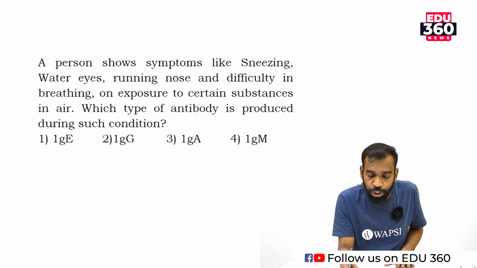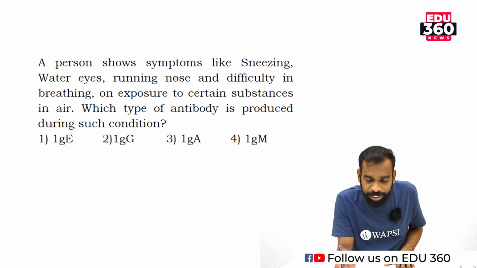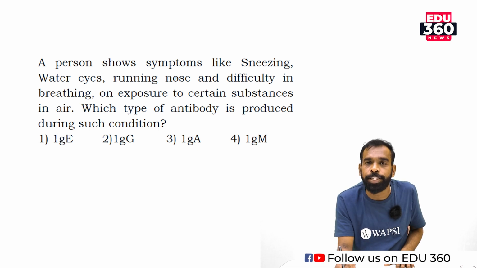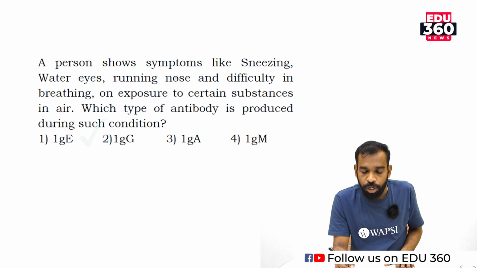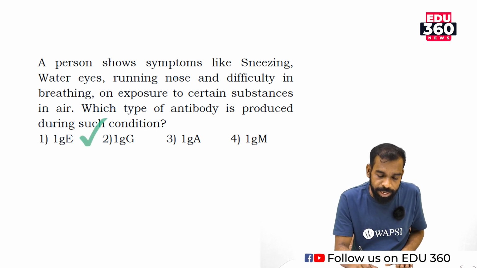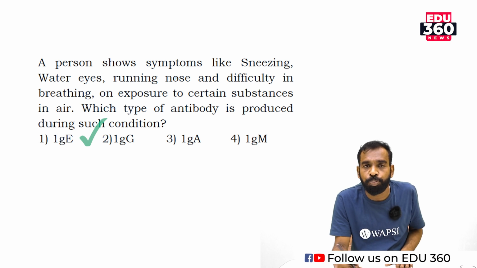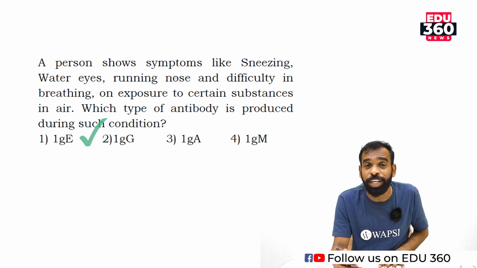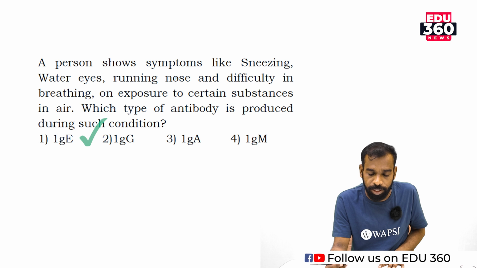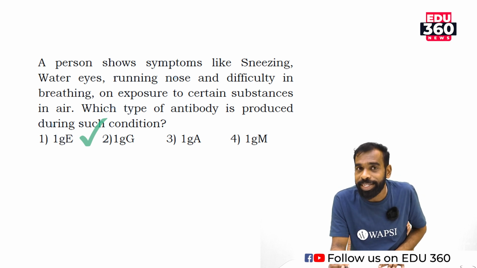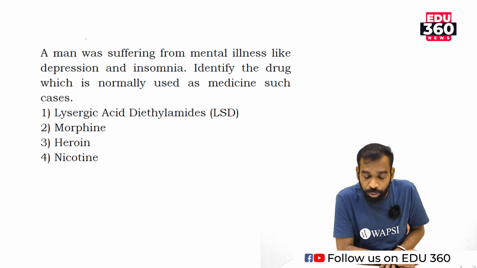A person shows symptoms like sneezing, watery eyes, running nose, and difficulty in breathing on exposure to certain substances in air. Which type of antibody is produced during such a condition? These are the symptoms of allergy. Immunoglobulin E is the antibody produced during allergy. When our body is exposed to an allergen, immune cells synthesize immunoglobulin E. Option 1 is the correct answer. Move to the next question.